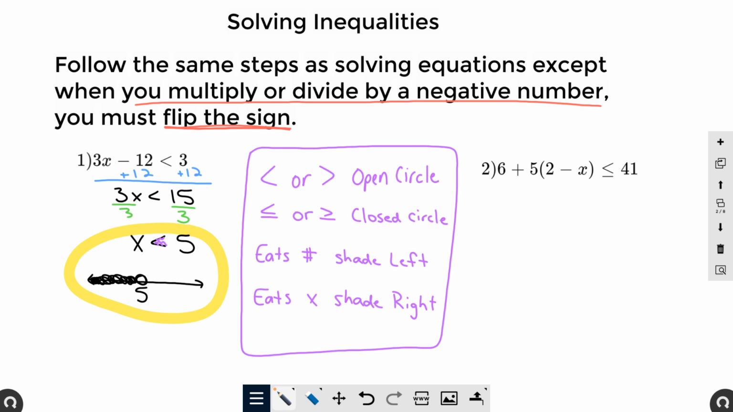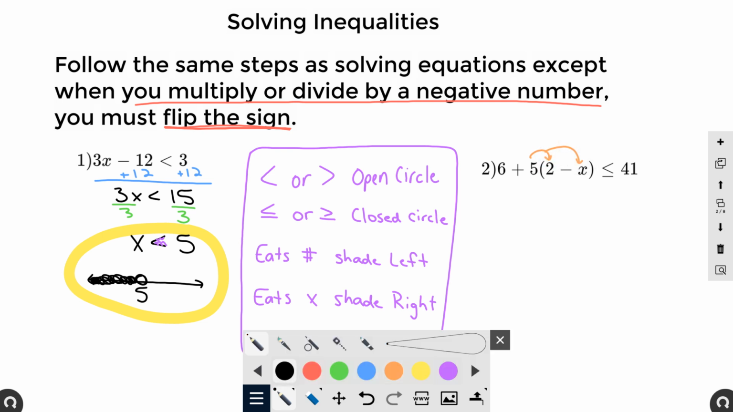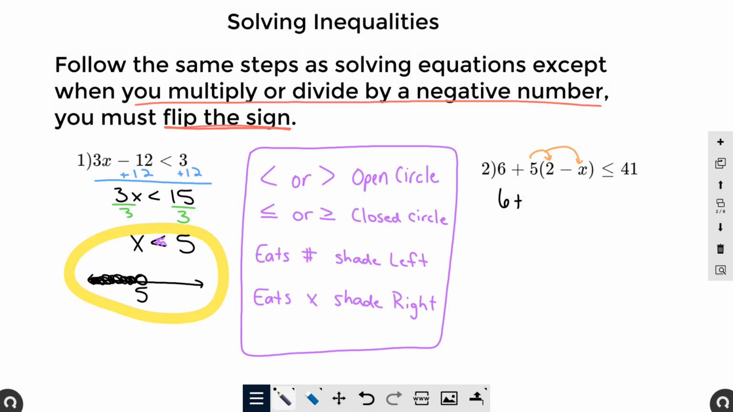What would you do in problem 2? Good. Distribute the 5. So we have 6 plus, and then what's that symbol? Less than or equal to 41. Now, at this point, what would you do? Combine like terms. So 6 plus 10 is 16. So we have 16 minus 5x is less than or equal to 41.